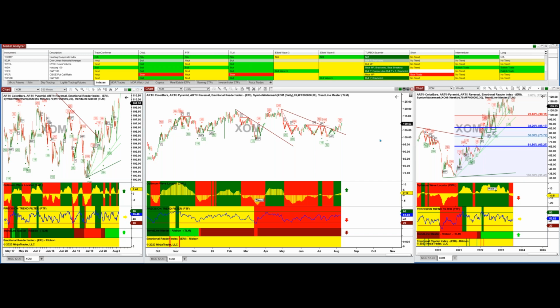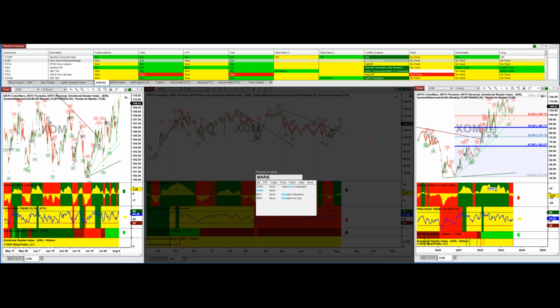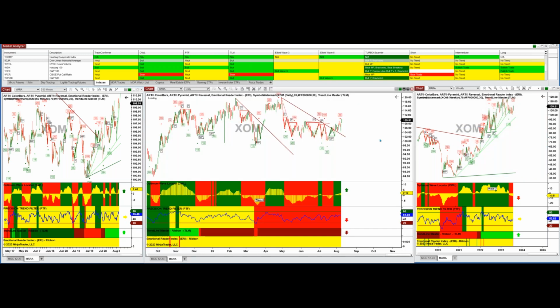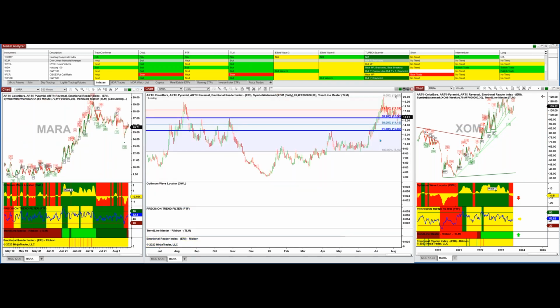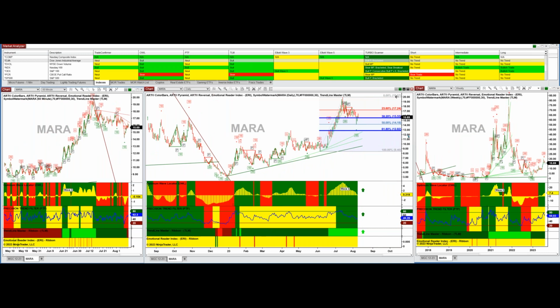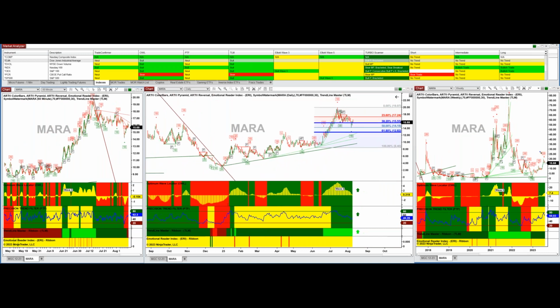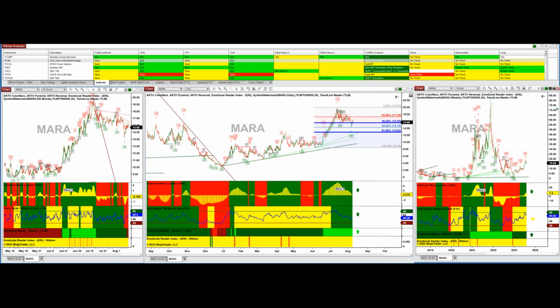All right, let's check out your other one, MARA. Okay, so this one has pulled back. We kind of expected it to. This one's better than the other one, because this is green, and this is about to go red. So this gives me at least confidence that this high is not the last high.